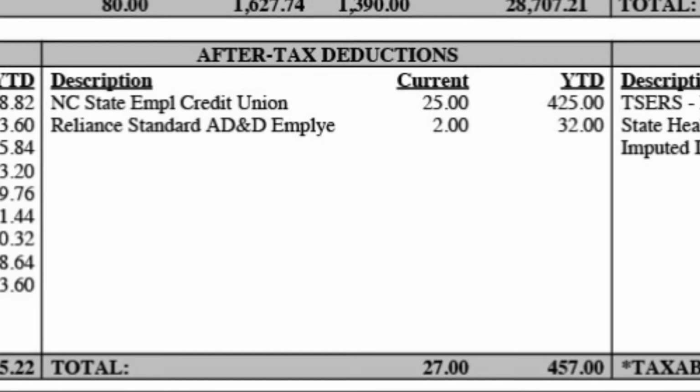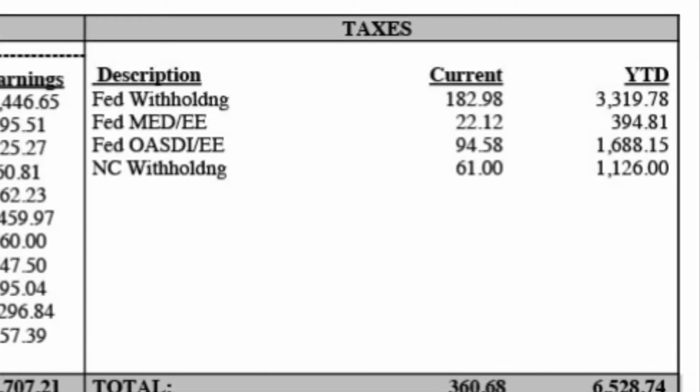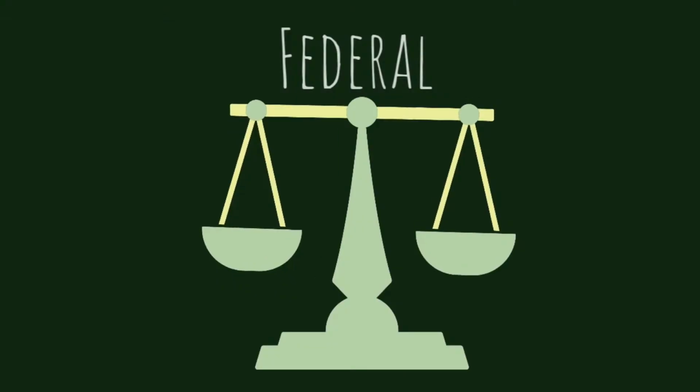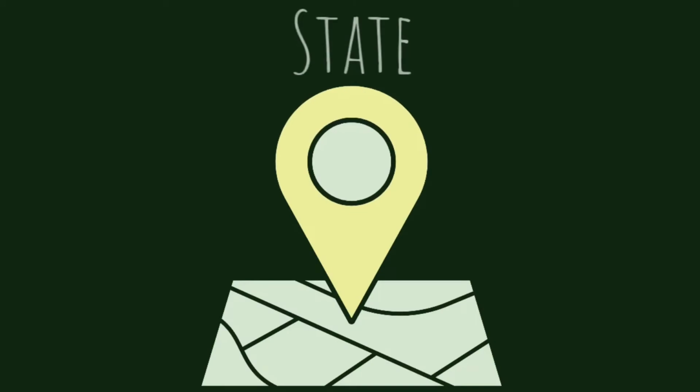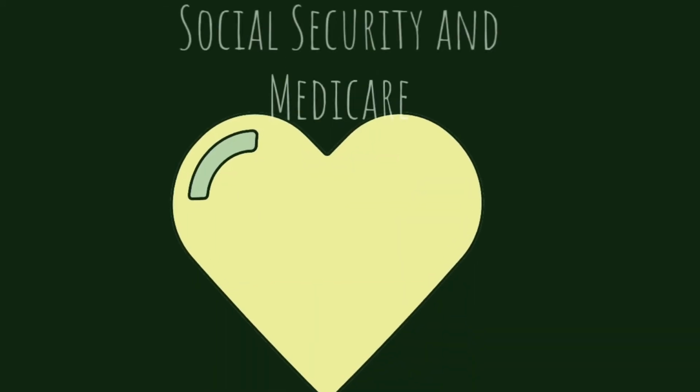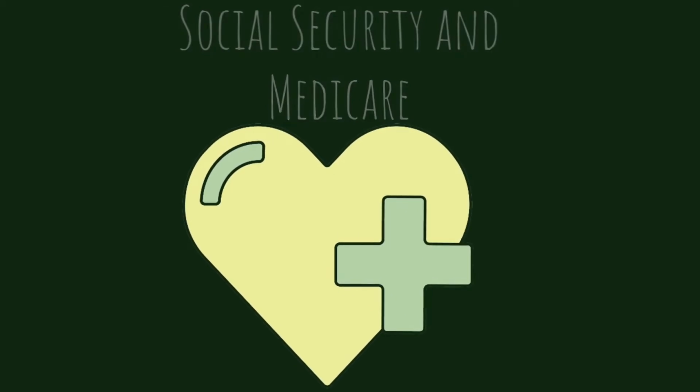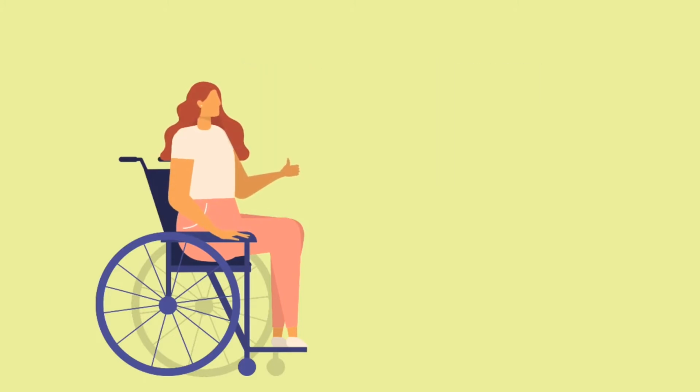The next few sections to look for are your employee taxes. Remember, your employee taxes are calculated based on your pay after pre-tax deductions are taken out. Terms here include federal taxes, or ones that every working person pays, state taxes, which vary by state. For some people, it includes Social Security and Medicare. And in some states, you can see local taxes and disability tax credit here.